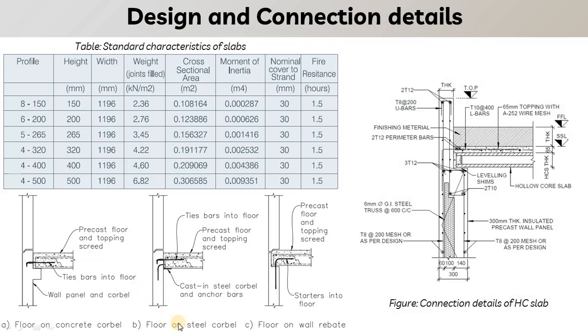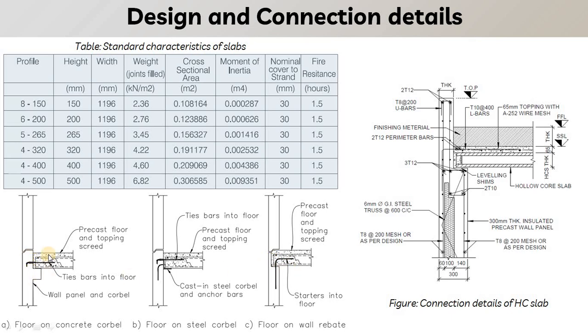Second connection we can go with is the steel corbels. So here this is the concrete corbel that is used to support the slab. Here this is the steel corbel that is used to transfer the load. And third we have rebate. Rebate means there is a recess in the wall, there is no projection items from the wall.